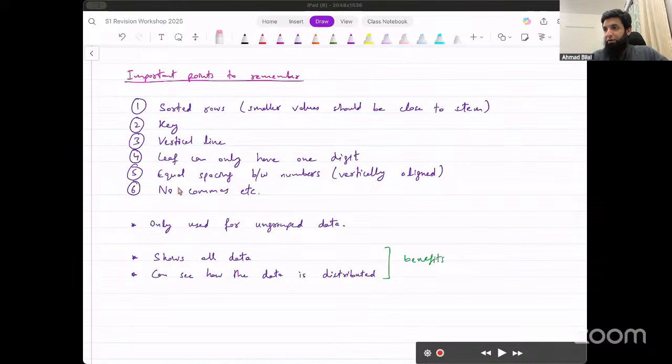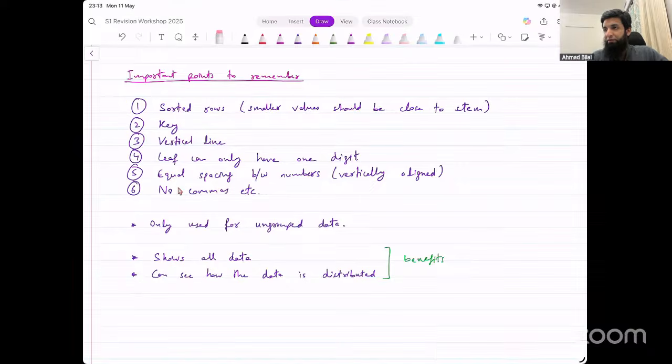We've talked about adjusting intervals. In a stem and leaf, cumulative frequency curve, and histogram, we always adjust intervals.